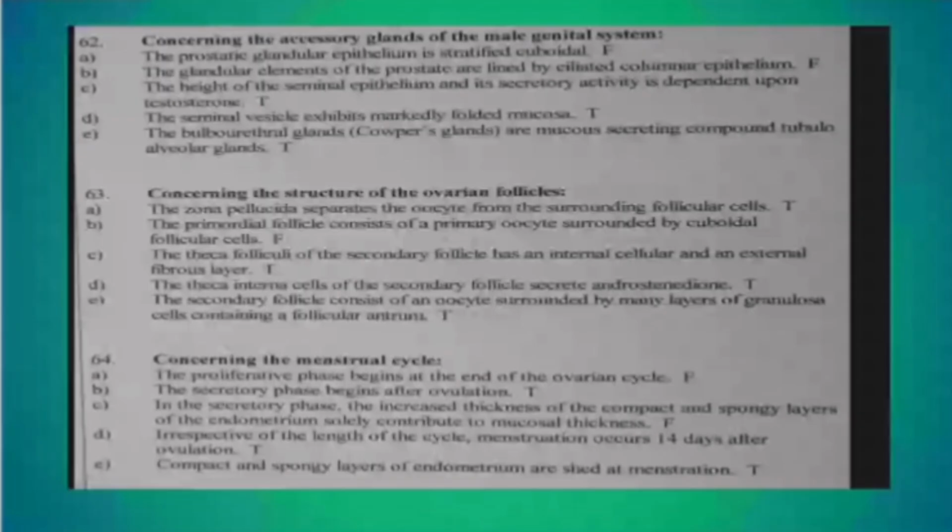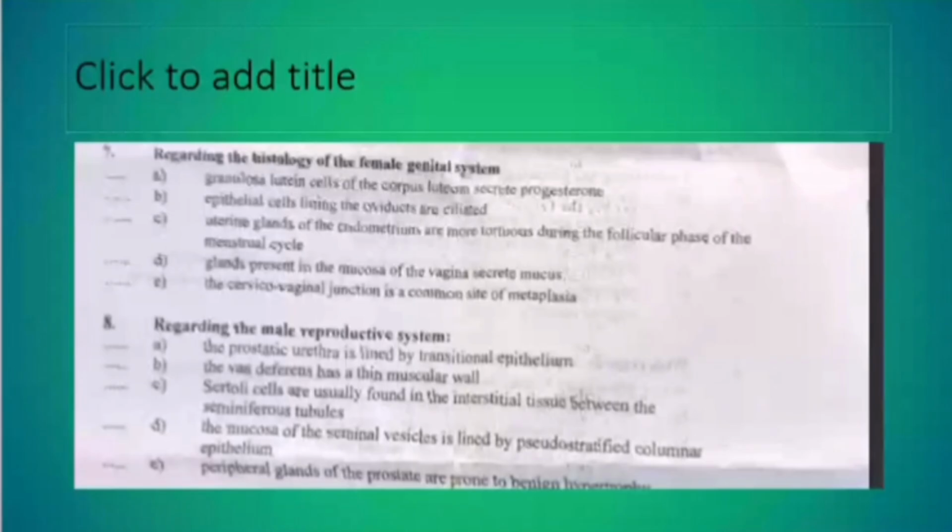Oh yeah, this is the last one. Regarding the male reproductive system, the prostatic urethra is lined by transitional epithelia. No, false. The prostatic urethra is lined by what? What is this epithelia? Pseudostratified epithelia. Then, let me just show you the thingy.